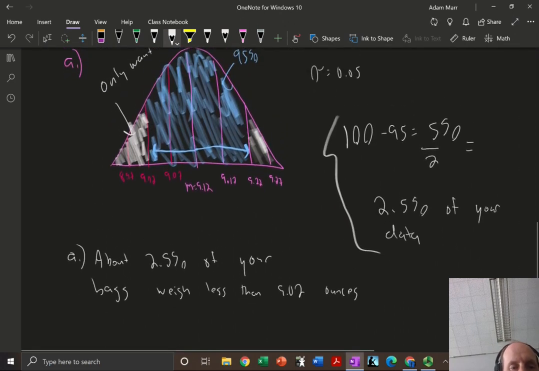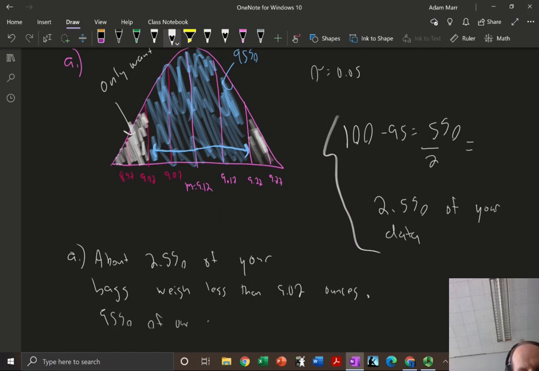And then you could just specify that we know that 95% of my data is from 9.02 to 9.22. So you can say 95% of our data is from the weights of 9.02 to 9.22. So you can just say, I subtracted 100 minus 95 and I got 5% and divided that by 2. Good enough.